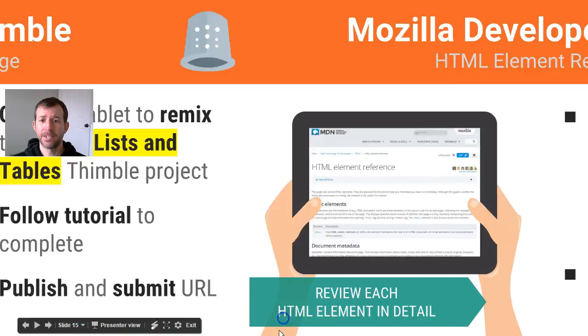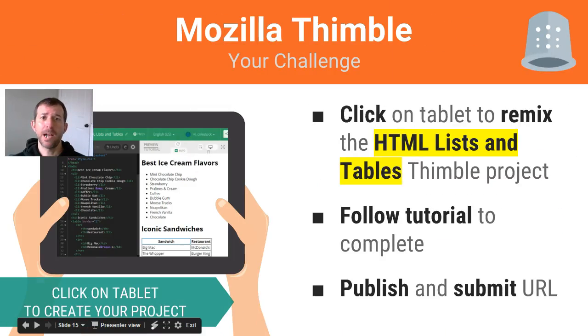And last but not least, remember, we need to practice these skills. I expose you to the HTML elements, but the only way you're really going to learn them is by practicing them. So here I have another Mozilla Thimble challenge for you. All you have to do is click on the tablet and work through the tutorial. You're going to be making HTML lists and tables for yourself, and then you're going to submit that to prove to me that you know how to use them. If you have any questions whatsoever, just contact me and we'll take care of it.